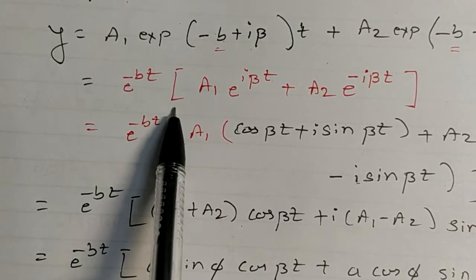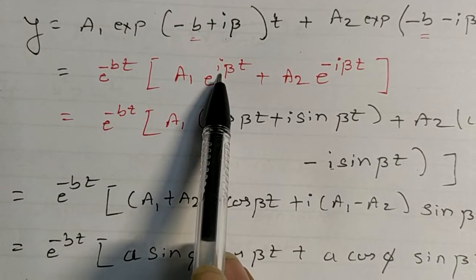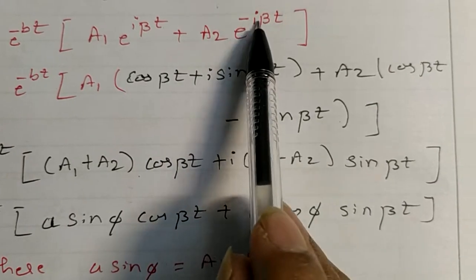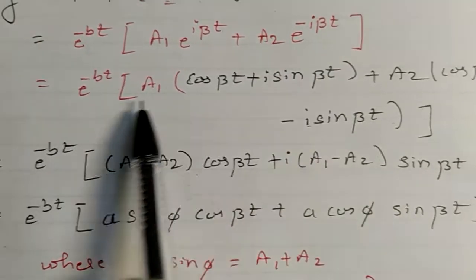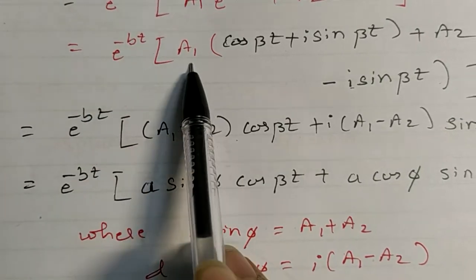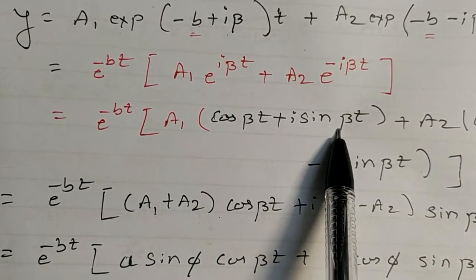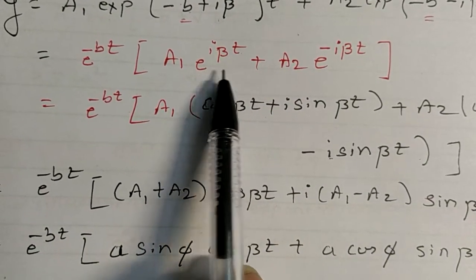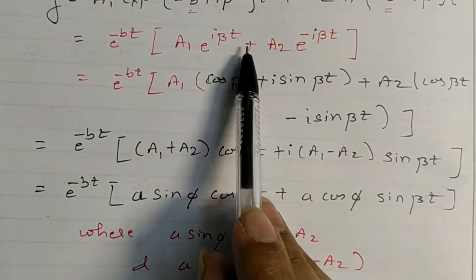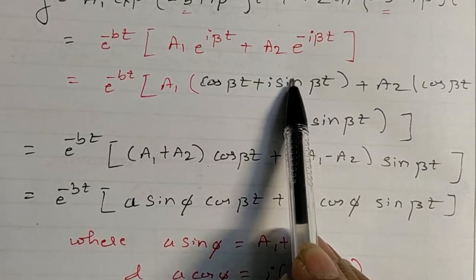So what remains inside the bracket there? a1 e to the power of plus i beta t, plus a2 e to the power of minus i beta t there. Got it? Okay. So you know that e to the power of i theta is equal to cos theta plus i sin theta. I repeat, e to the power of i theta is equal to cos theta plus i sin theta. And e to the power of minus i theta is equal to cos theta minus i sin theta there.